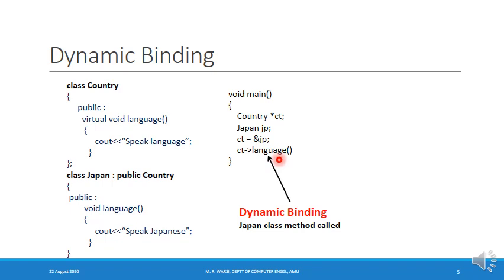So at runtime, which language is going to be called will be decided. At runtime, it will be checked what the type of the object is. If the type of the object is country, the language of the country will be called. If the type of the object is Japan, the language of Japan will be called. So this binding is dynamic binding.